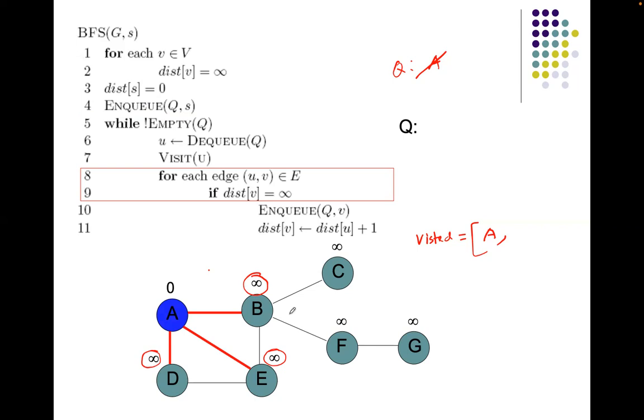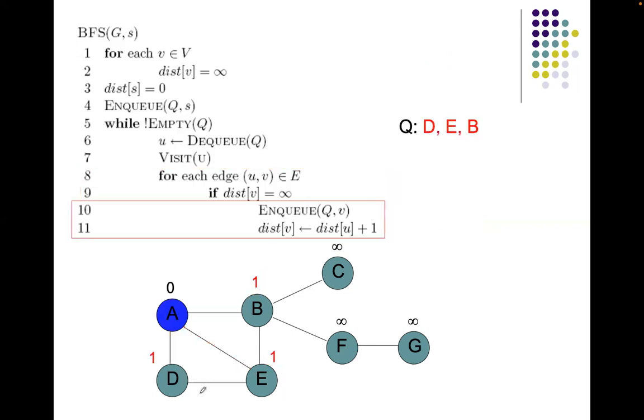So we're going to enqueue all of them. Now the queue will look like D, E, and B. We're enqueuing all the immediate neighbors in the queue, and we have only A in the visited list.